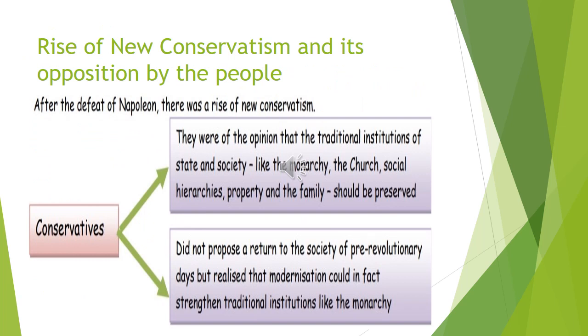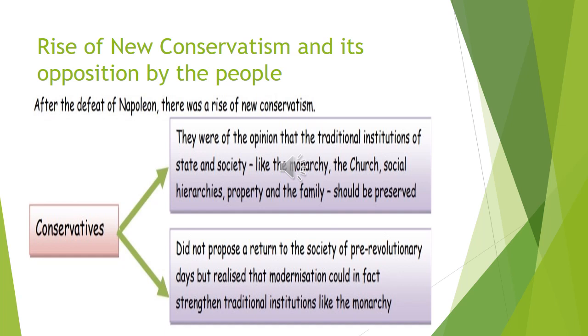At this time, we also see the rise of new conservatism. And this idea of new conservatism was not liked by the people, and it was rather opposed by the people. And this idea of conservatism rose after the defeat of Napoleon in 1815. Now, who were these conservatives?